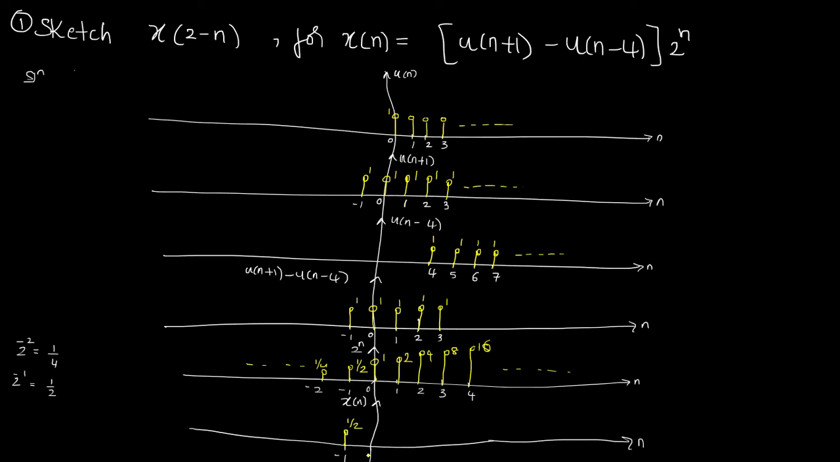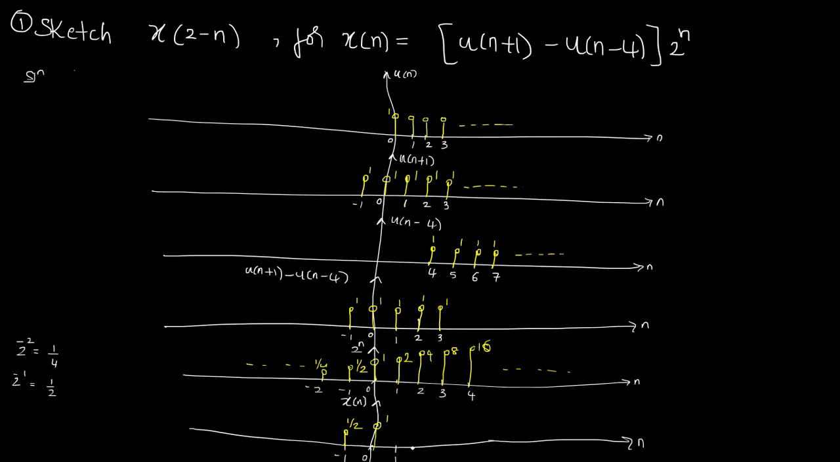Now at n is equal to 0, multiply the amplitudes. If you want to multiply the signals, you have to multiply the amplitudes at the respective times. N is equal to 0, amplitude is 1. N is equal to 0, amplitude is 1. 1 into 1, you are going to get 1.